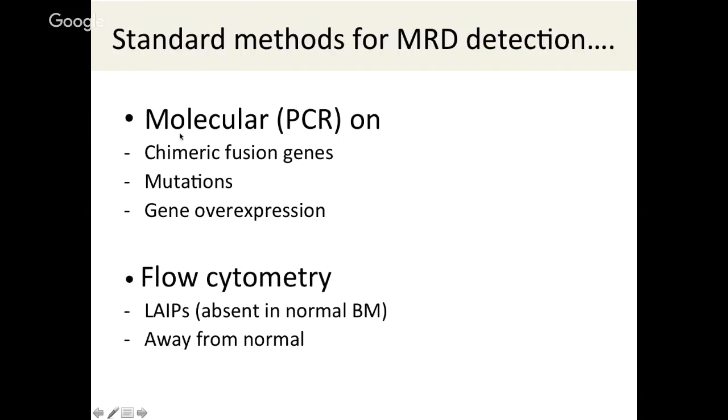In flow cytometry, the two most important principles on which MRD detection is based are leukemia-associated immunophenotypes and away from normal. This is very important in myeloid leukemias. I'll show you an example later. So there are two principles which we use for MRD detection: leukemia-associated immunophenotypes, which are absent in normal bone marrow cells, and away from normal, meaning away from the template which we have drawn. The patterns are out of the templates. Now go to case four.